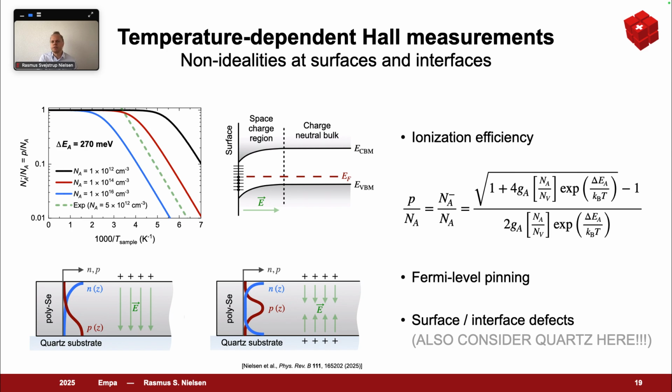We tried to model the ionization efficiency and found that the activation energy from the temperature-dependent Hall measurements implied acceptor densities at least 3 orders of magnitudes higher than the carrier densities. But carrier depletion from surface and interface defects could also contribute and explain why we're seeing such low carrier densities.